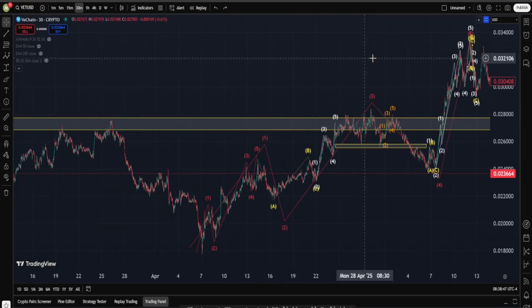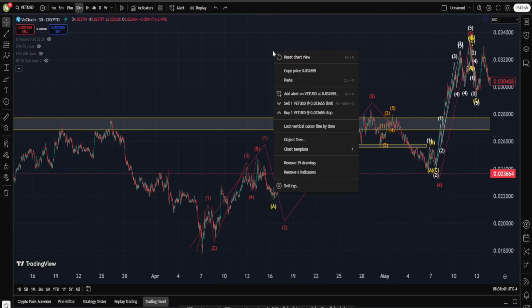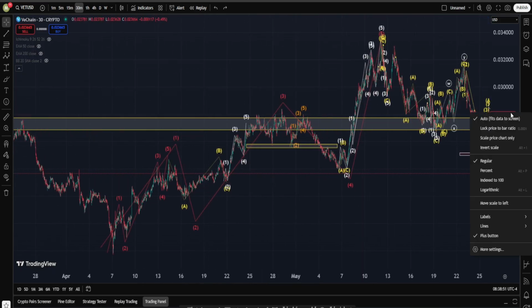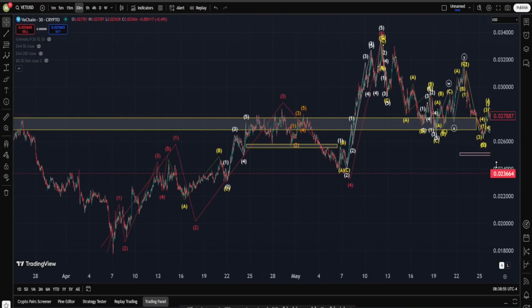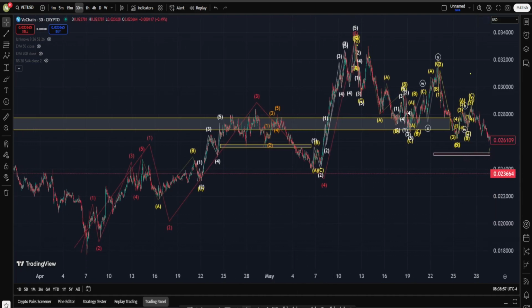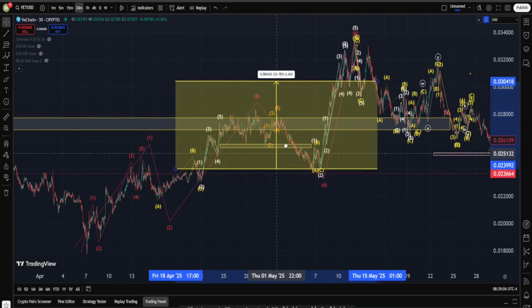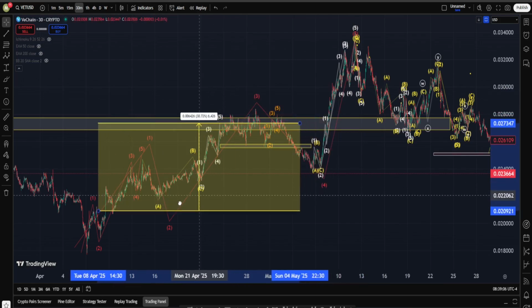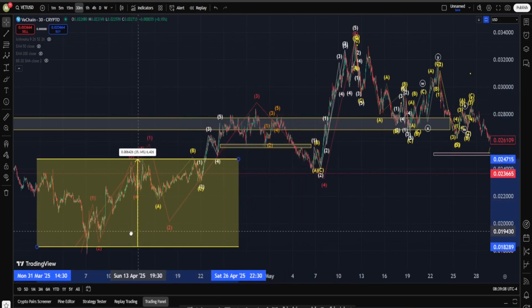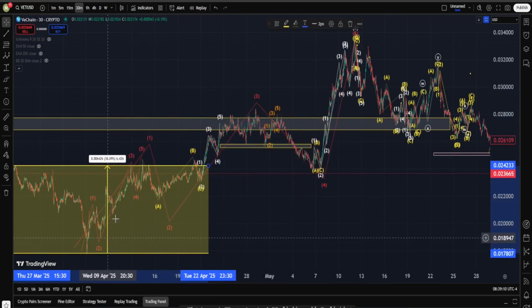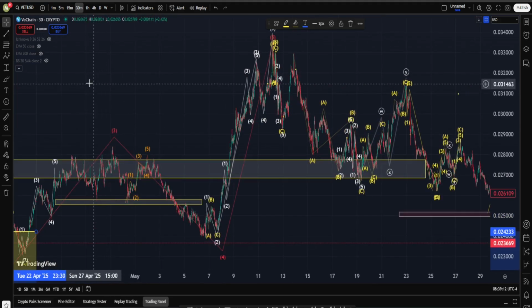Now, pay attention. Earlier, we said wave 3 should not be the smallest wave. Let's put our chart on regular first and then start measuring waves. Let's measure our wave 3 from this point to about here. Is it smaller than this supposedly wave 5? The answer is yes. Is it also smaller than our wave 1? Unfortunately, as you can see, the answer is yes by a very small margin.